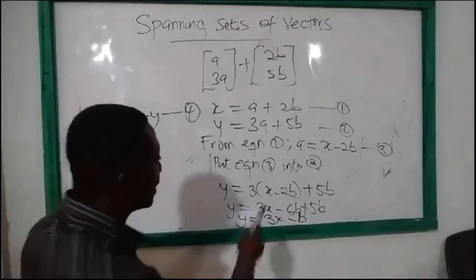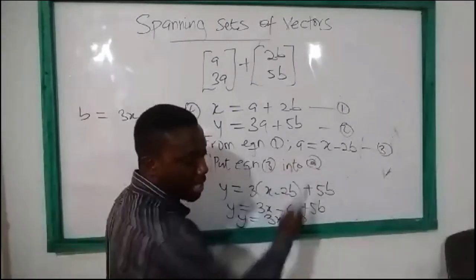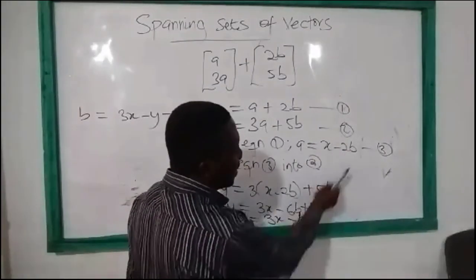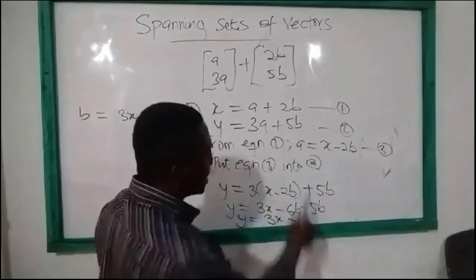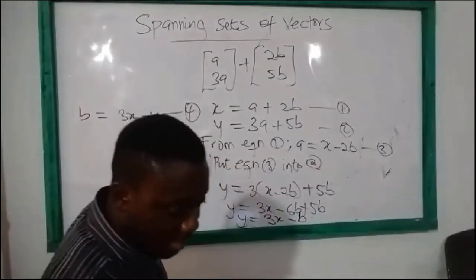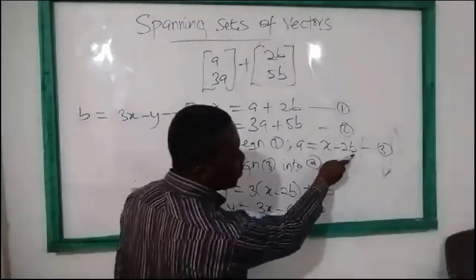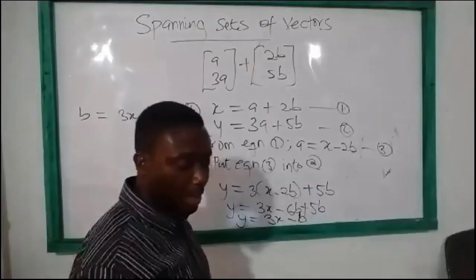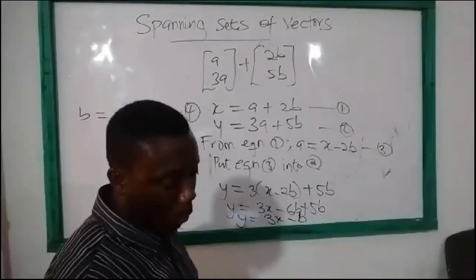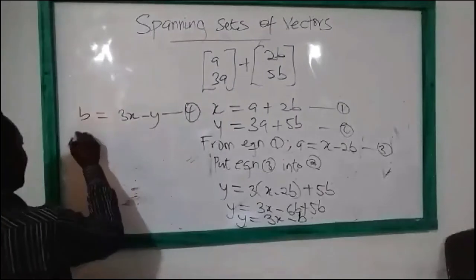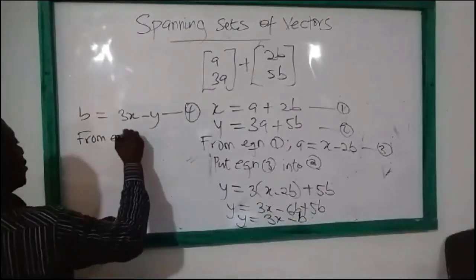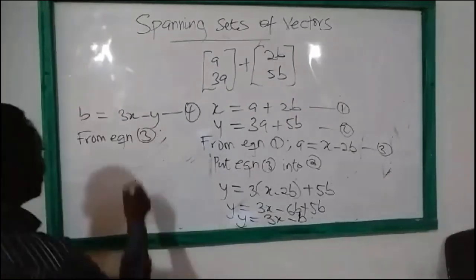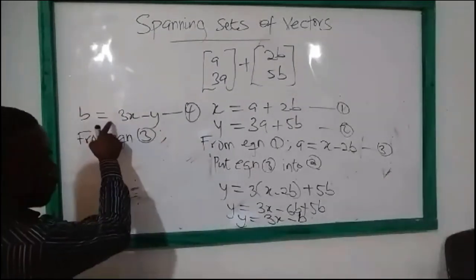Then you also go and make A the subject. We've already made A the subject from equation 3. But you can see that it involves B. But our expression should involve only X and Y. So we are also going to substitute the value of B into equation 3, so that A will involve only X and Y. So from equation 3, we will now substitute the value of B.